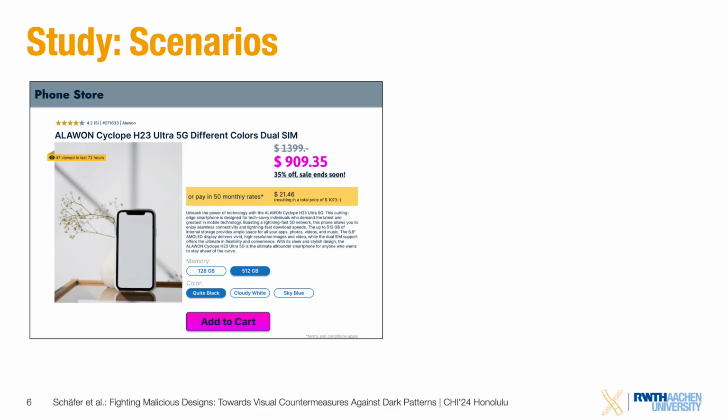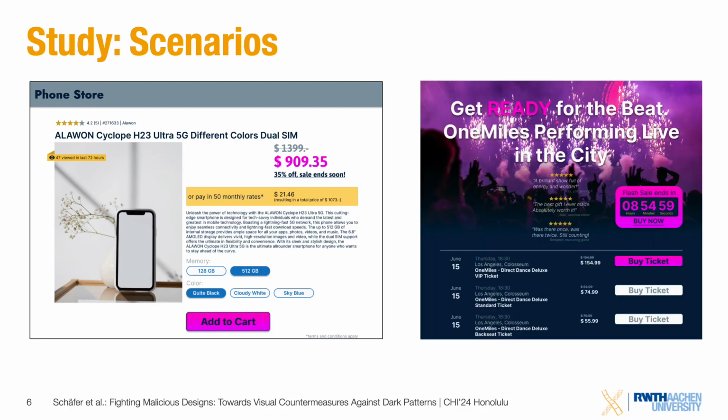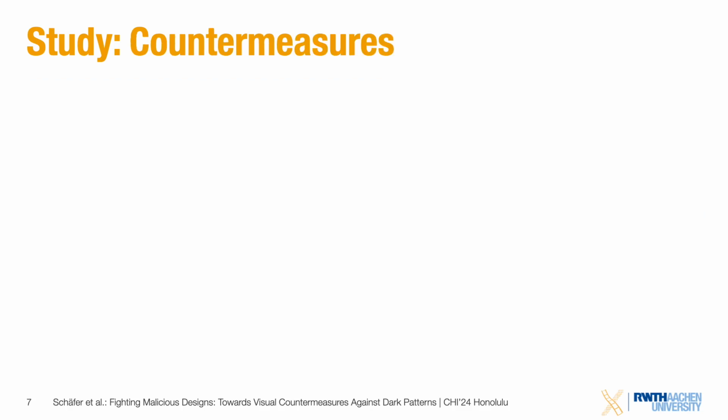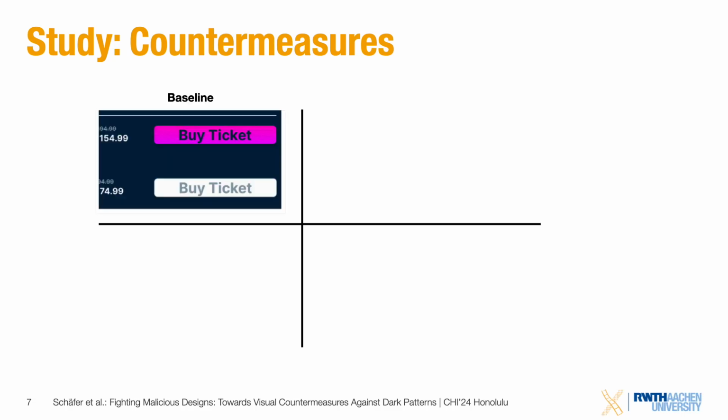The first interactive prototype was a shop where participants were tasked to buy a smartphone. For the second prototype, participants should buy a concert ticket instead. We created 4 versions of each prototype: 1 for each countermeasure and 1 for the baseline where nothing was changed.